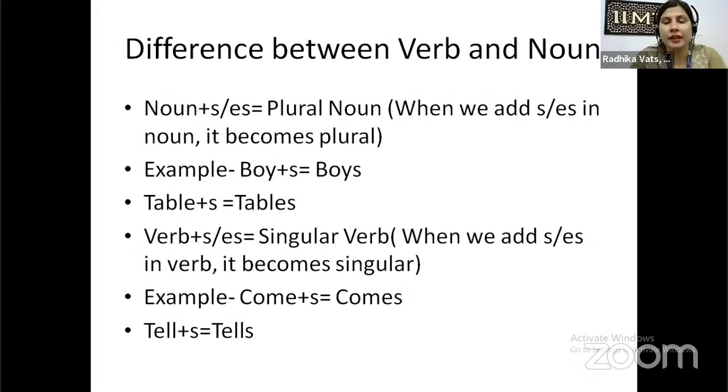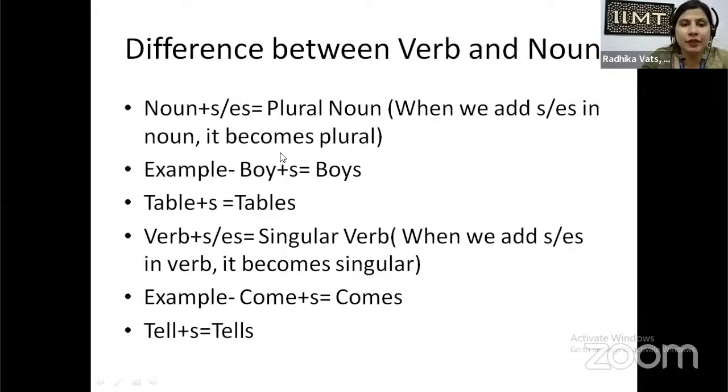Now let's try to understand the difference between verb and noun. Verb, we have already talked, is an action word. Noun is a naming word. Anything that is named counts as a noun: any person, any thing, any place, right? We have always learned that. But why are we looking at it right now? The main purpose is that when we talk about a noun and we add s and es in it, it becomes a plural noun.